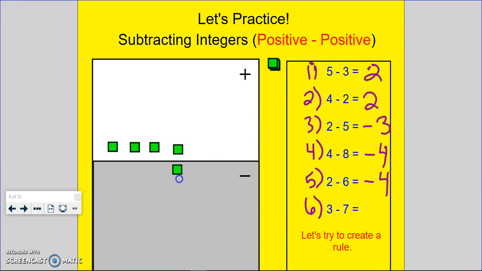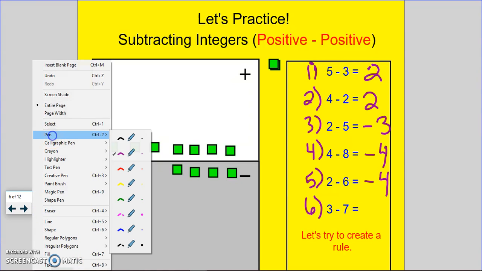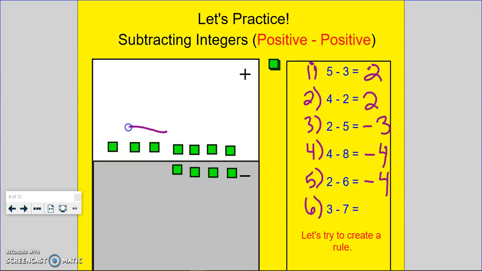So I add 1 0 pair, I have 4 positives, another 0 pair gives me 5 positives, another 0 pair gives me 6 positives, and another 0 pair gives me 7 positives, which is what I need to take away. So now I can circle those 7 positive cubes and show them coming off of the mat, and that would leave me with -4 again. So 3 minus 7 is a -4.